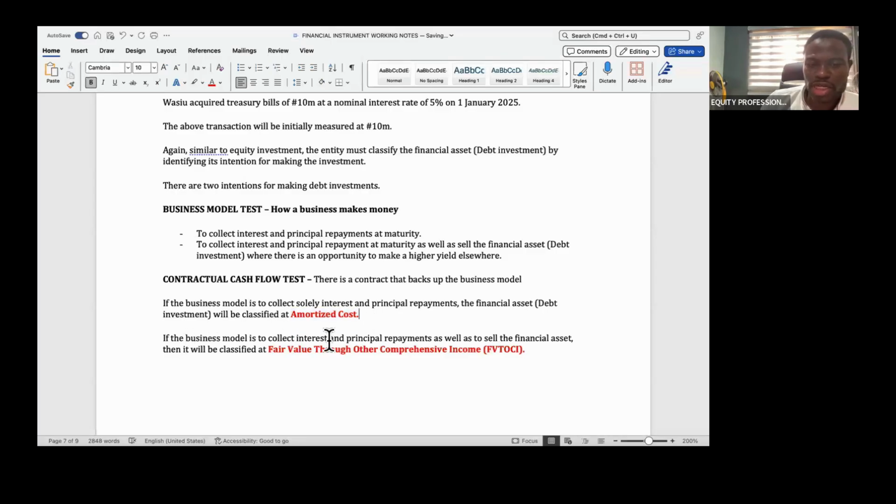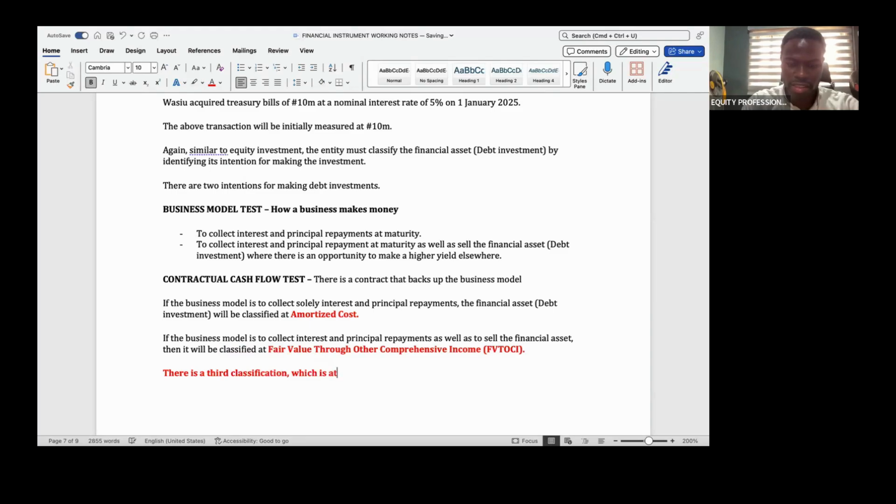For this one, if the business model is to collect interest and principal repayment, as well as to sell the financial asset, and also there is a contract that shows this, that you will collect interest and principal and you can sell, then you can classify the financial asset at fair value through other comprehensive income. See, there is a third classification.